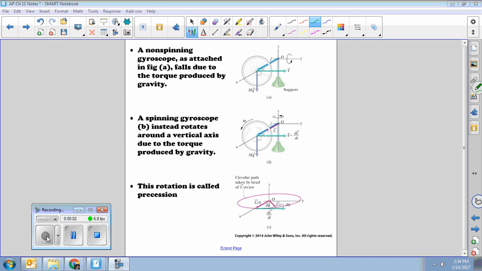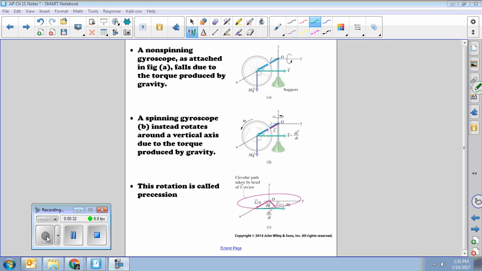All right, so let's pick up where we left off. Hopefully those two videos that I posted help you understand this idea of precession. Are there questions about either the precession thing or about conservation of angular momentum? Okay, cool.